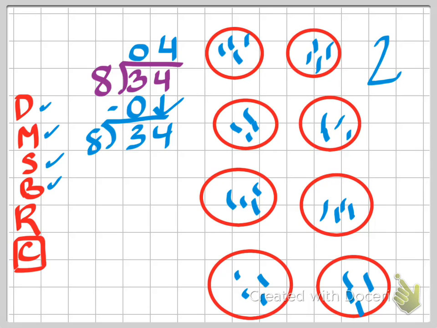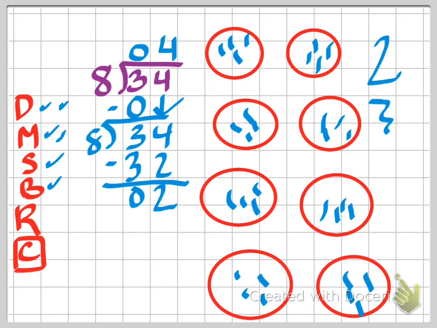Alright, and then we would put a check mark and then multiply. So 4 times 8 is 32. Check. And then you subtract. 4 take away 2 is 2. And then 3 take away 3 is 0.